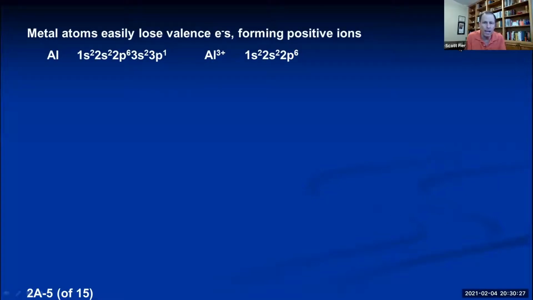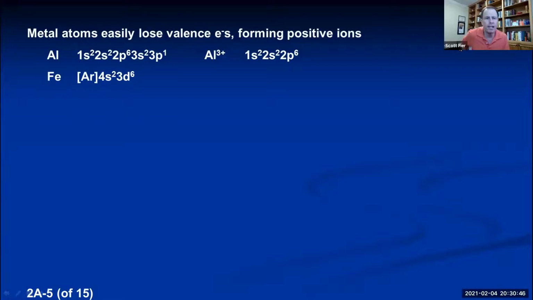Why does it stop there again? Because you can't pull any more electrons out. The energy to do that's way too high. So for most elements, and especially if they're in the S or P section, you can predict exactly what ion charge the metal is going to form by just realizing it's going to lose each of its valence electrons.